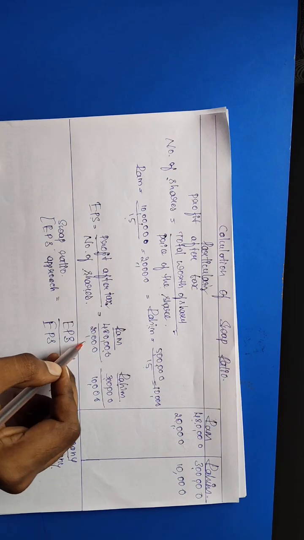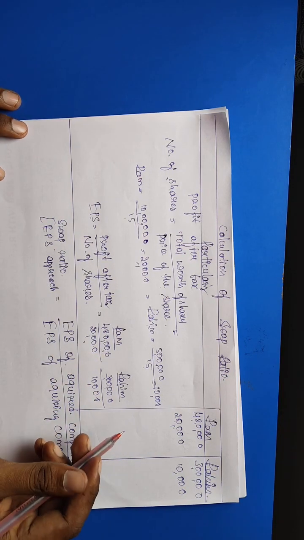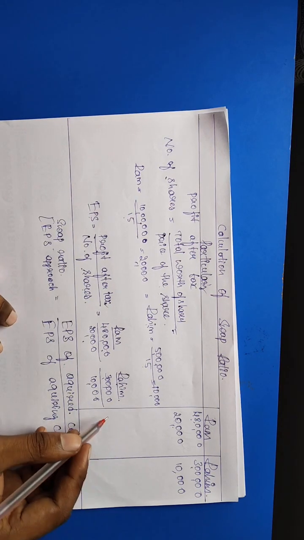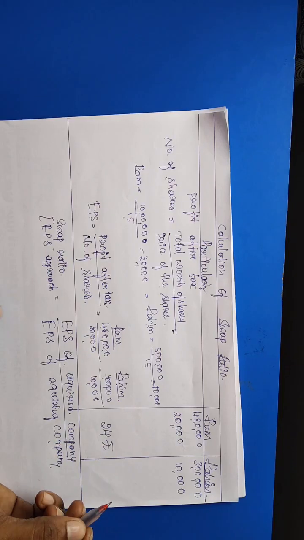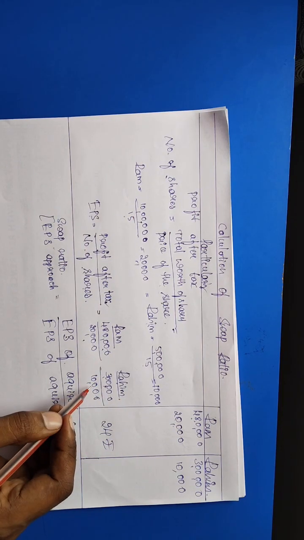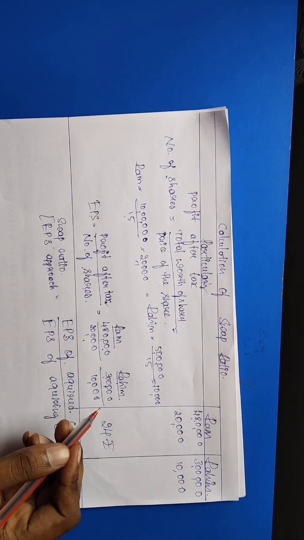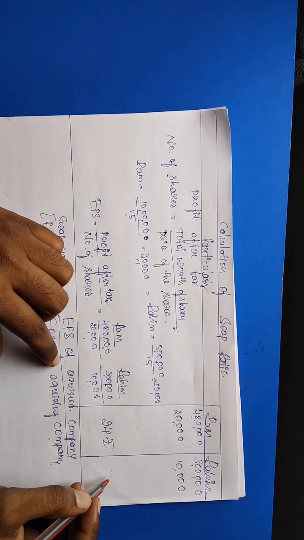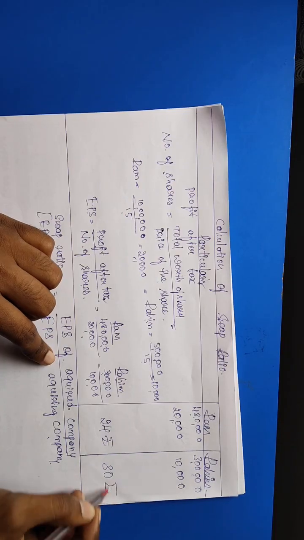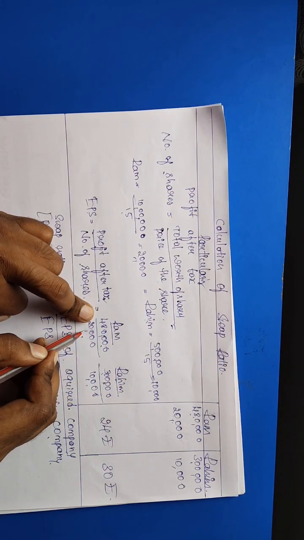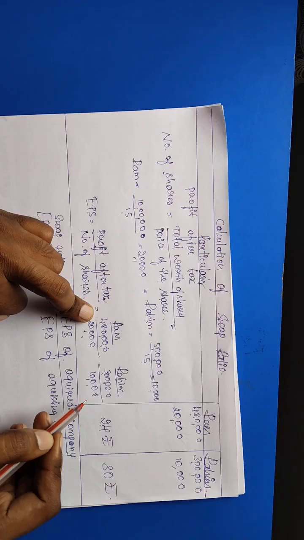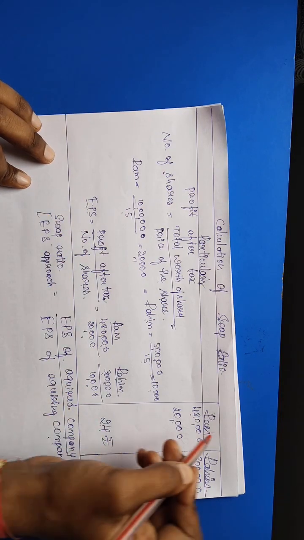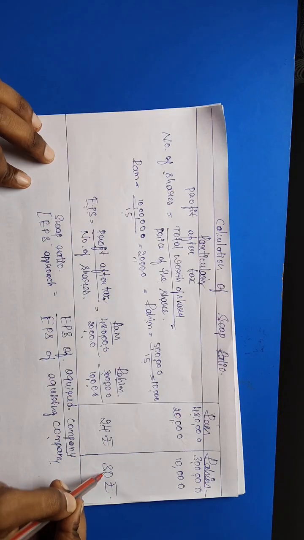4,80,000 divided by 20,000 is 24 rupees. Next, 3 lakh divided by 10,000, we got 30 rupees. So 4,80,000 divided by 20,000 is 24 rupees and 3 lakh divided by 10,000 is 30 rupees. So here we got the earning per share of Ram, 24, and the earning per share of Rahim, 30 rupees.